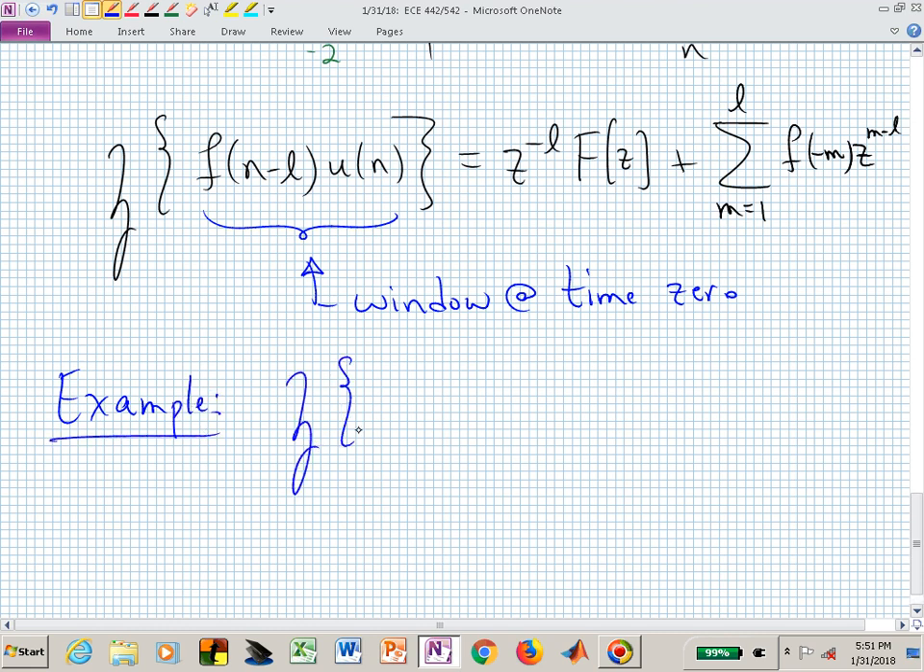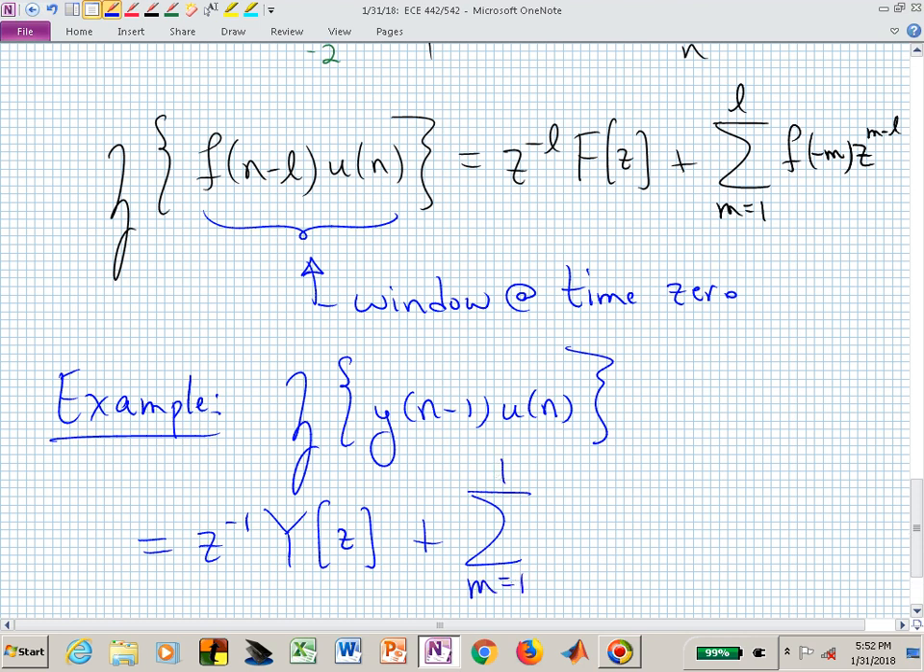Suppose somebody wanted to find the z transform of y of n minus 1 times u of n. Then if you simply apply this property, you would have z to the minus 1, little l is 1 in this case, times the z transform of little y of n, which is capital Y of z. And let me just go ahead and do this in all of its glory, from m equal 1 to L, which is 1. So I'm really overplaying what's really happening, but I'm summing from 1 to 1, so I really should just have one term in that summation, but you can hopefully see where the L is being positioned.